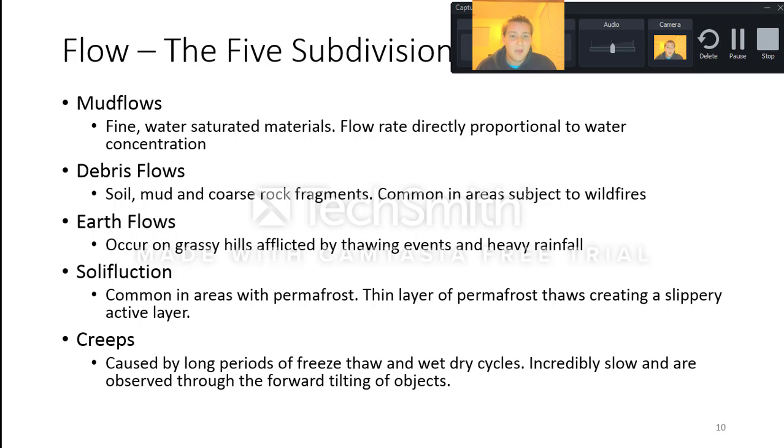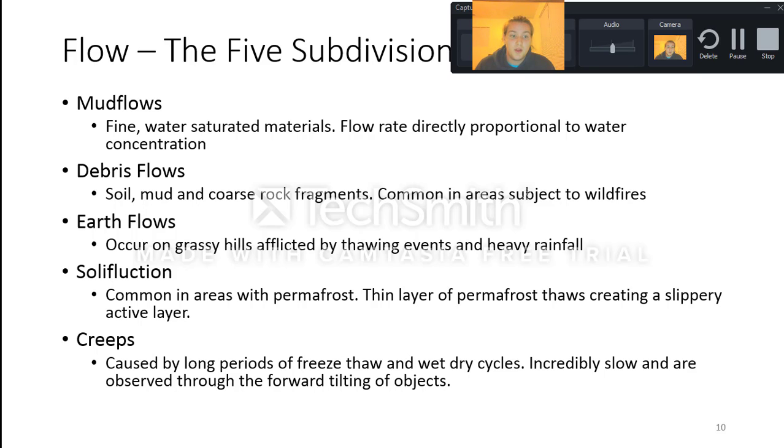Now, earth flows happen a lot slower and tend to occur on grassy hills and banks when thawing events or heavy rainfall occur. So the materials that are involved typically consist of clay-rich soils and weathered rock that is typically finely grained. Earth flows are often difficult to spot unless they evolve into a mud flow with increased rain and other factors that will likely transform it into a mud flow.